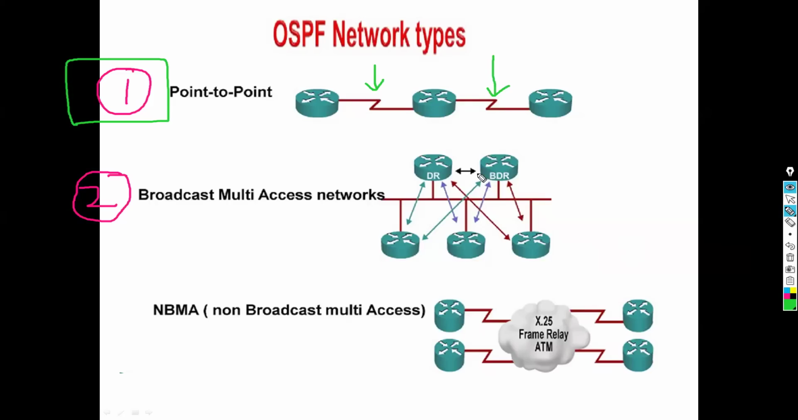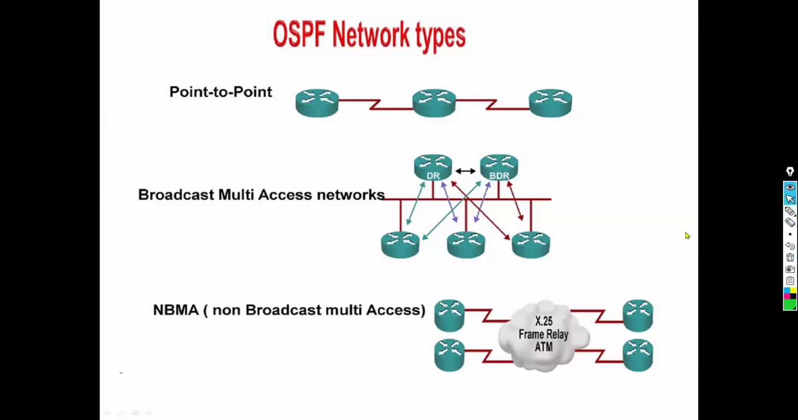But nowadays, we are using Ethernet technology to connect the LAN portion and WAN portion. Ethernet is a popular option. So whenever you are connecting your devices with Ethernet technology, this is called a BMA network, broadcast multi-access network.